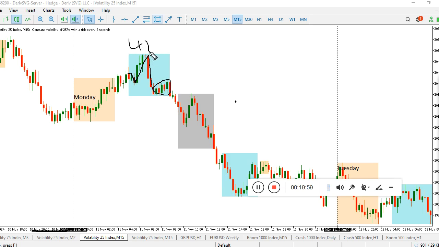Now, if I go down, this is my 4 hours power of 3, my 4 hours PO3, or 4 hours CRT. In the 4 hours candle, you can see that we'll have 4 different 1 hour candles. So to get it right, you just go down to your lower time frame.